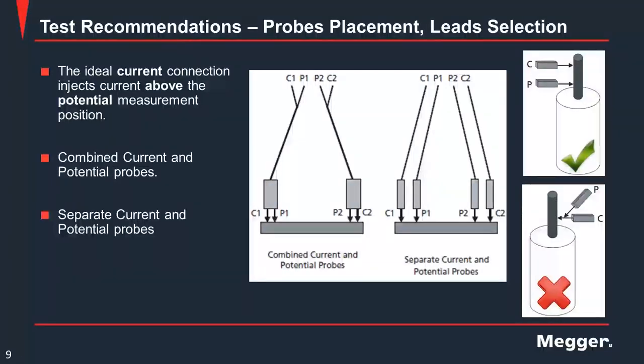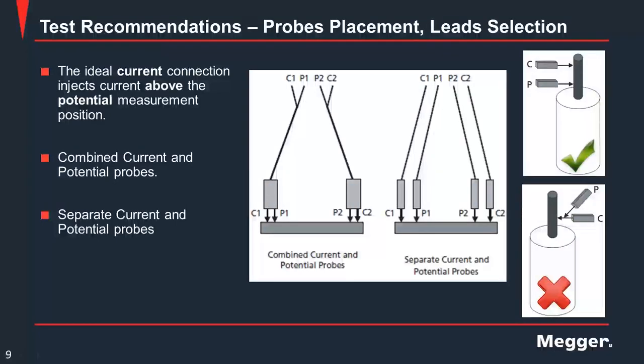position of the probe. This is obviously a wrong method, because what happens in this case is that the potential probe will measure the resistance on the current probe. So maybe you will get an inaccurate result, because the voltage drop also measures the resistance on the current probe.